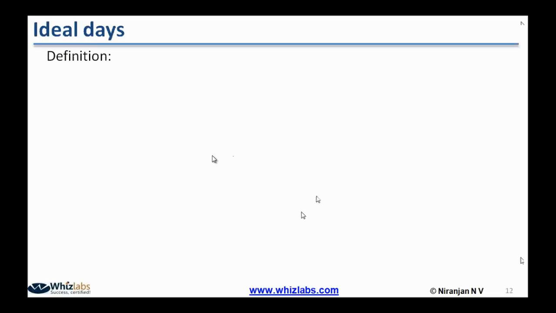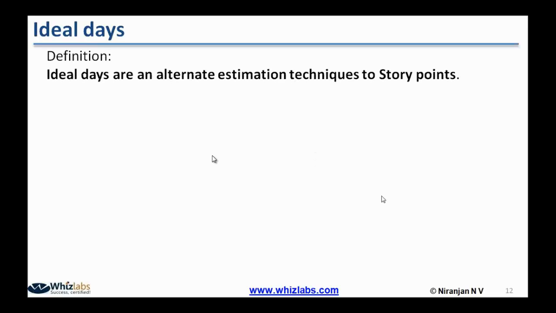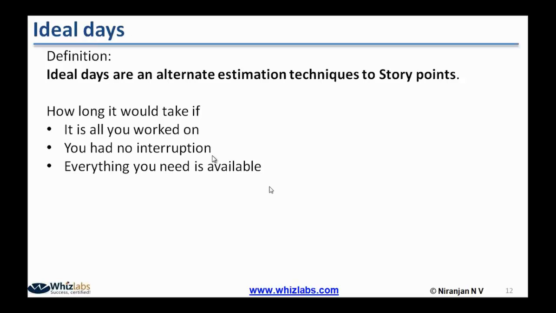Similarly, there is also one more unit that is used, called ideal days. This is another alternate estimation technique. Why we call it ideal days is, there are 3 conditions that should be satisfied when we estimate. Here we estimate in terms of days, and we call them ideal days because it assumes that all of you should be working on the project, which is once again an ideal situation, and there is no interruption at all, and everything you need is completely available. So assuming all these 3 conditions are satisfied, when you estimate the total number of days of a project, it is called ideal days.